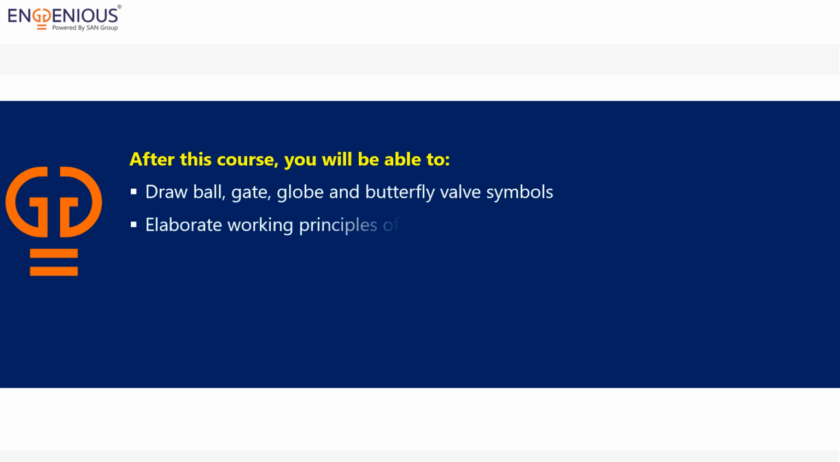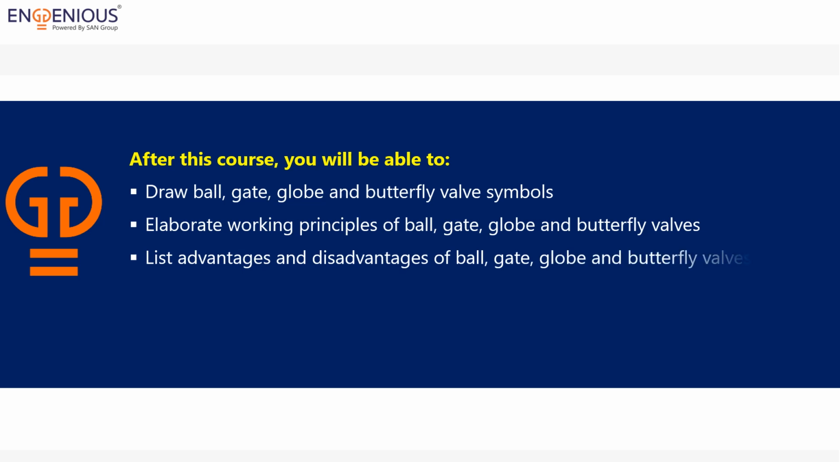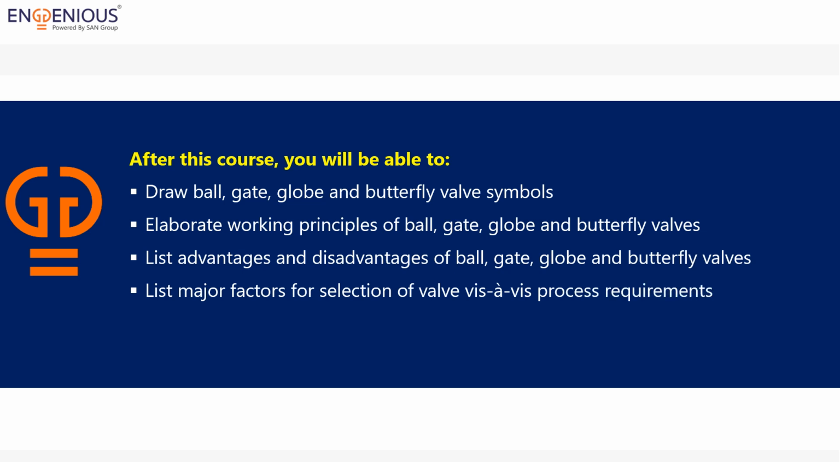Elaborate working principles of ball, gate, globe, and butterfly valves. List advantages and disadvantages of ball, gate, globe, and butterfly valves. List major factors for selection of valve, vis-a-vis process requirements.